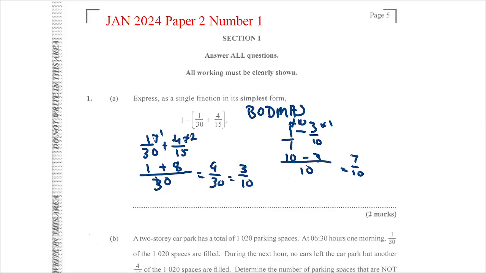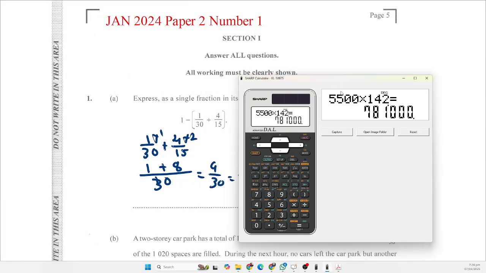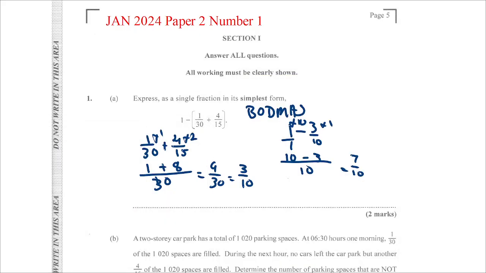However, if you want to check your answers, you can use your calculator, put exactly what it has there. 1 subtract open bracket. Do not forget to open your bracket. 1 over 30 plus 4 over 15. Remember to close your brackets. Press equal. 7 over 10. Did we get our answer? Yes. And that is the answer for this one.